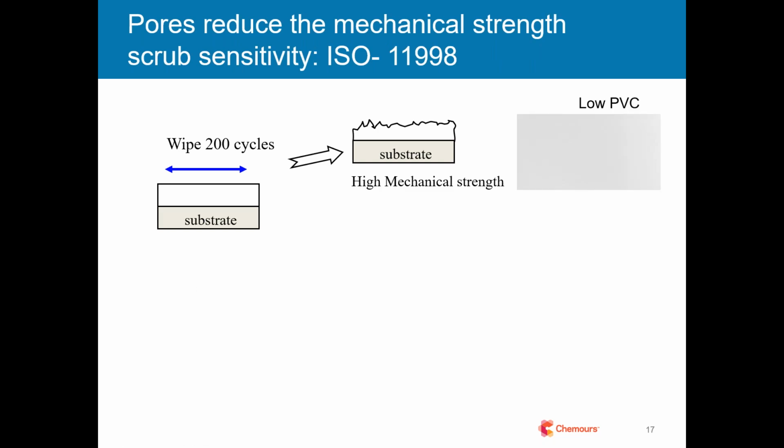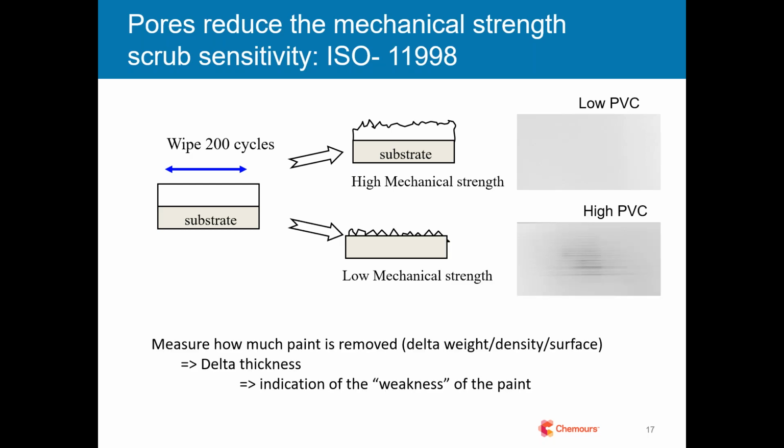Also, the pores reduce the mechanical strength, and that's illustrated here in a scrub resistance test, where we apply the paint, we wipe it 200 times up and down, and then we measure how much paint is actually removed. With a low PVC paint, only a low amount of paint is removed, while with high PVC paint, a lot of paint is removed, and sometimes the paint can be completely removed. So if we measure how much paint is removed, we have an indication of the weakness of the paint.